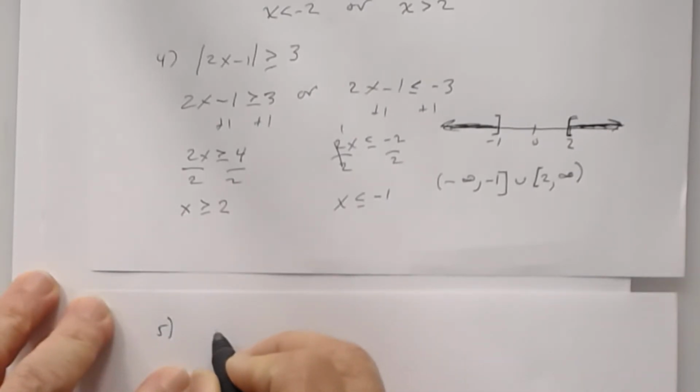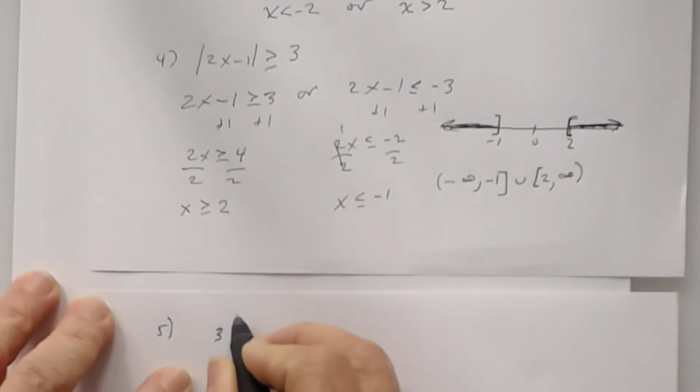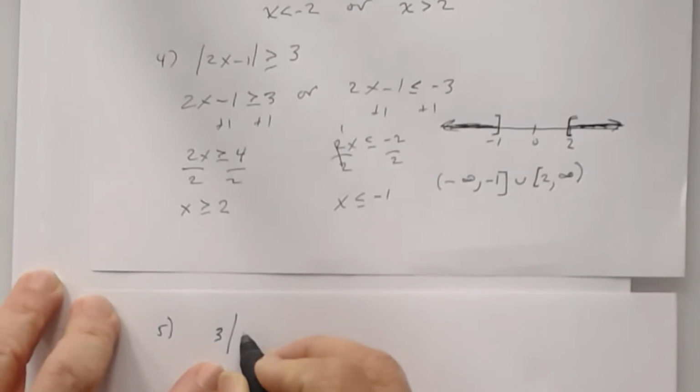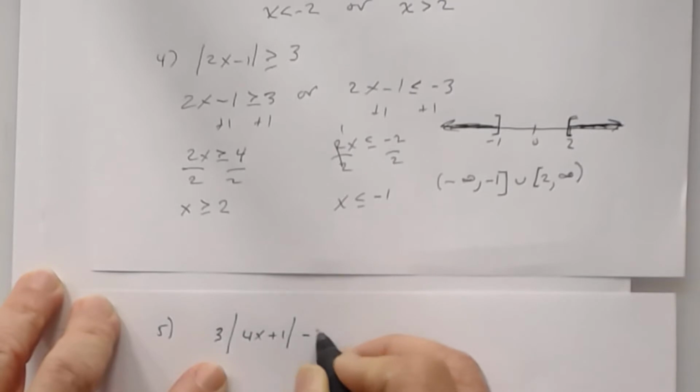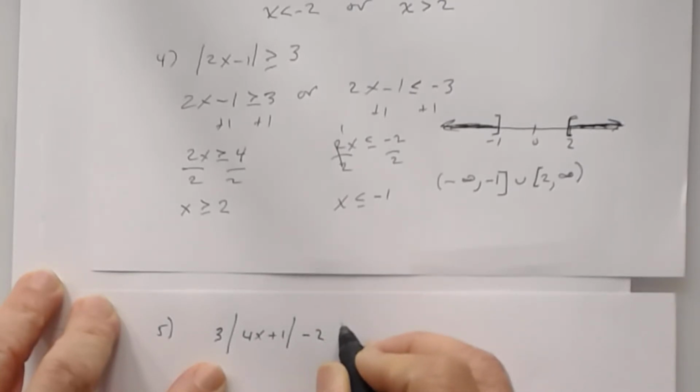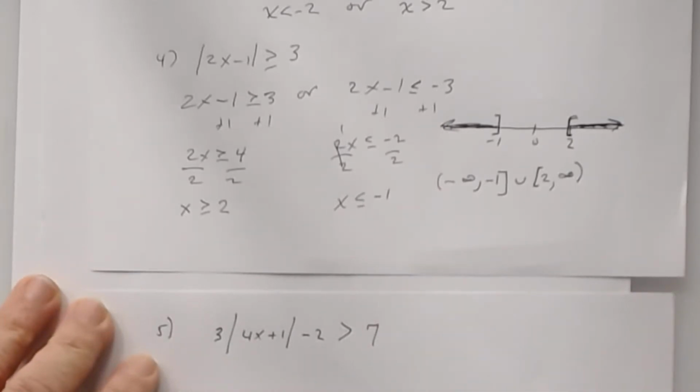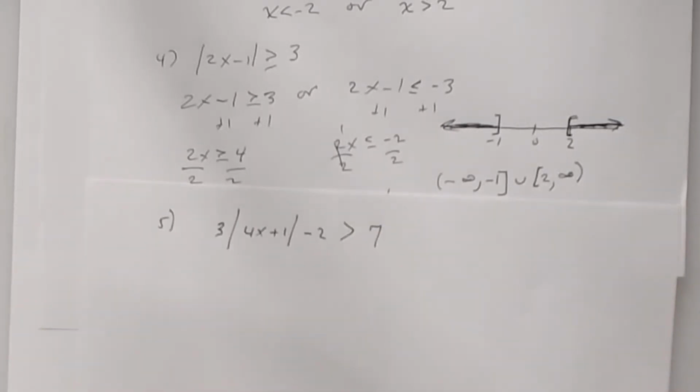All right, 3 times the absolute value of 4x plus 1 minus 2 is greater than, let's say, 7. Is the absolute value bars by themselves? No. Got to get them by themselves before you can determine whether you're going to have two separate intervals or one interval.